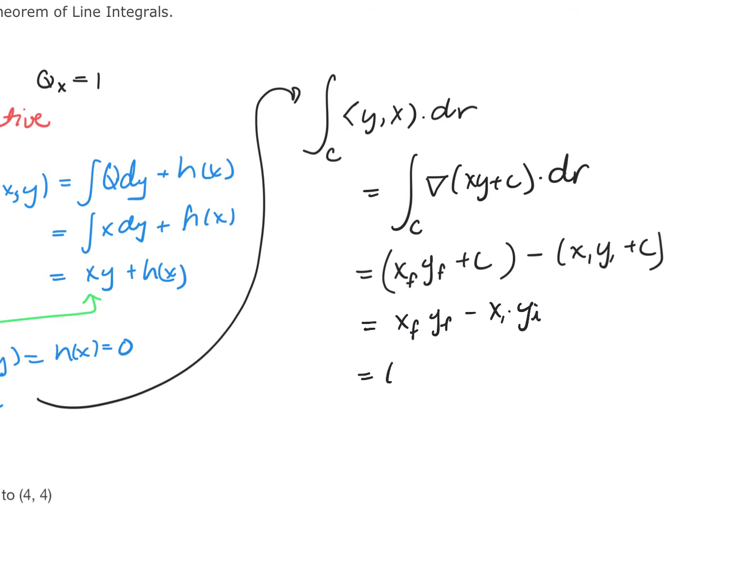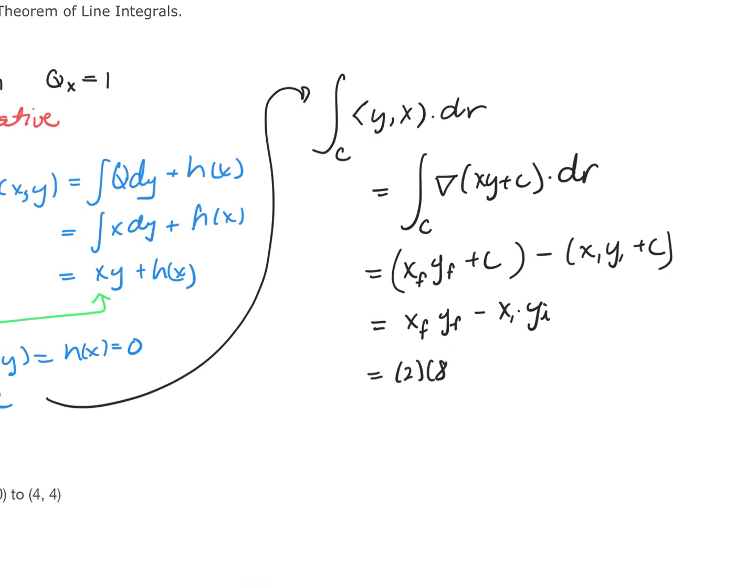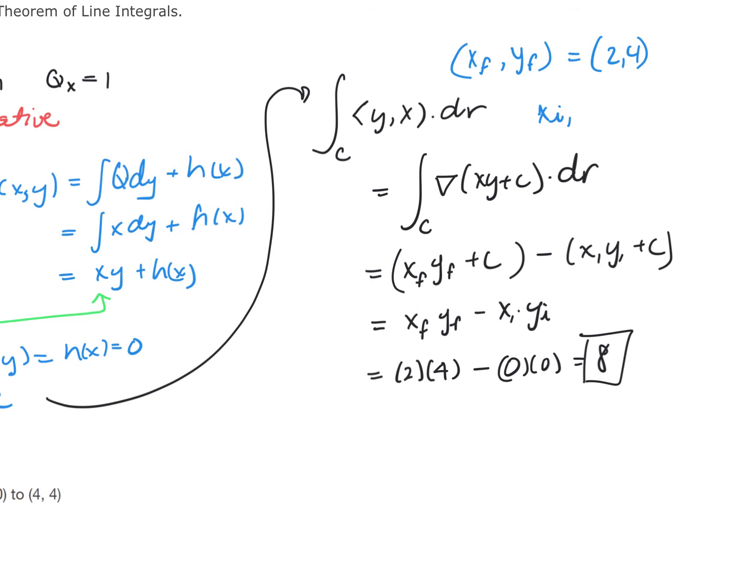Here the i's stand for initial and the f's are our final. Our x final was 2, our y final was 4, so the product is 8, minus our initial, which were both 0, so my answer is 8. And there's my answer. And just to note, when I'm doing x sub f and y sub f, these are my final points, which were 2, 4, and my x sub i and y sub i were the initial points, which were 0, 0.